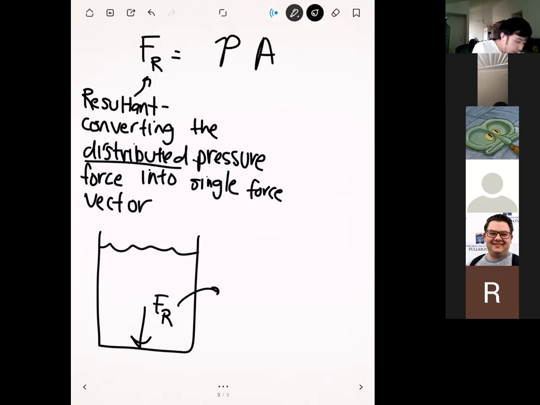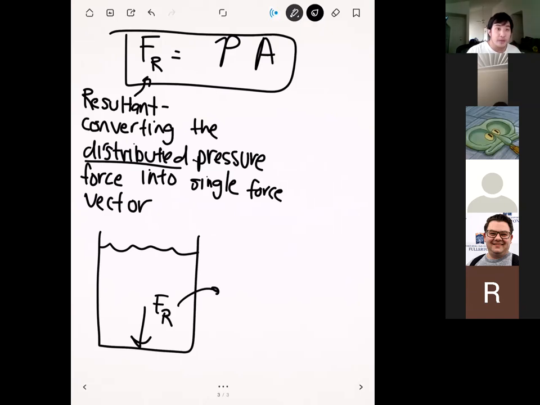And so this force vector has a magnitude given by that formula that I just boxed up there. And what we'll see is that, in addition to computing the magnitude of these forces, the other important thing that we need to compute is the location of this force.